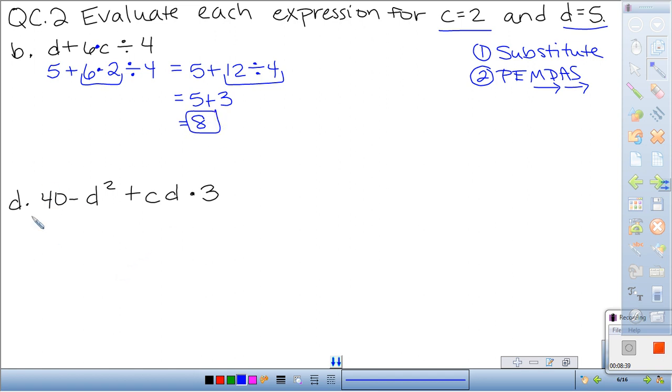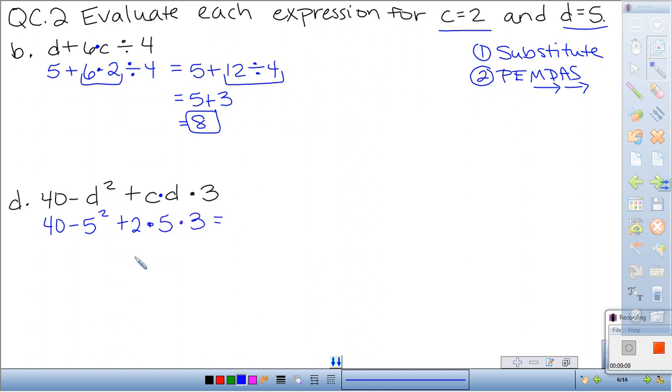Let's do one more. We'll do the last one. So I have 40 minus d squared plus cd times 3. Again, our first step is always to substitute. c is 2, d is 5. So everywhere I see a d, I'll put a 5, and everywhere I see a c, I'll put a 2. So I have 40 minus d, which is 5 squared, plus c, which is 2. And since this is c times d, I'll do 2 times 5 times 3.